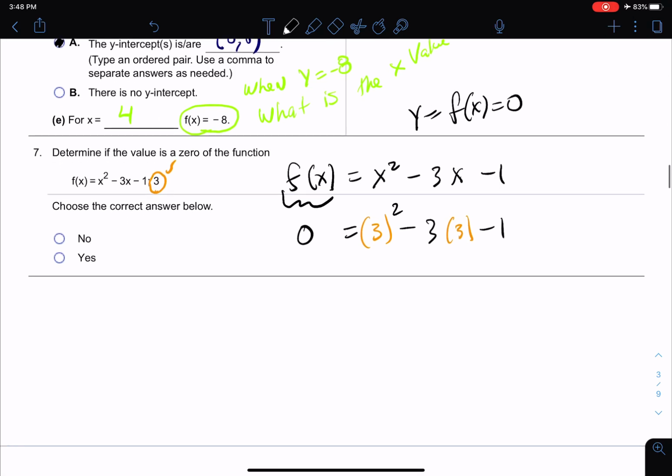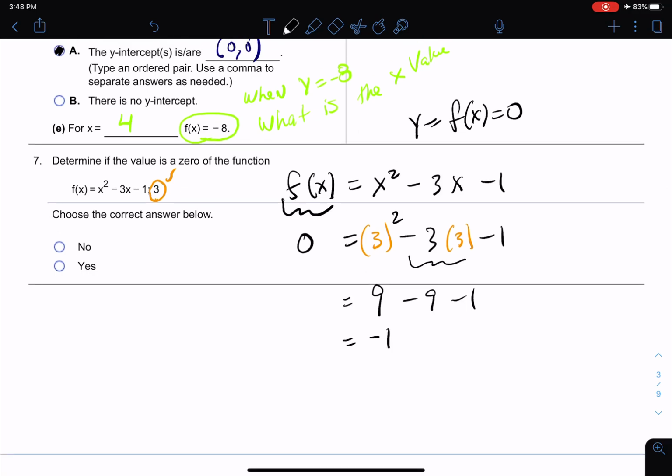Of course, we're going to do our order of operations first. 3 squared is 9, and negative 3 times 3 is minus 9, minus 1. And we end up getting a negative 1 on the right, and we have this 0 on the left, so this is no. The answer is no. 3 is not a 0 of the function, because if 3 was a 0 of the function, it would make the left side and the right side both equal 0, okay? So that is not true.